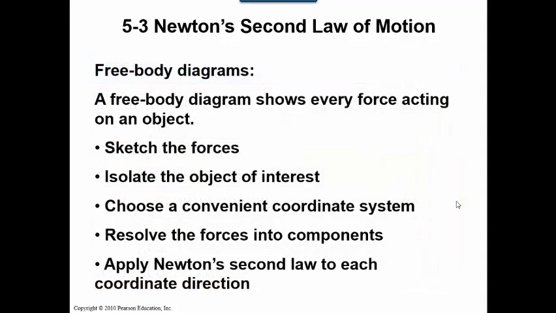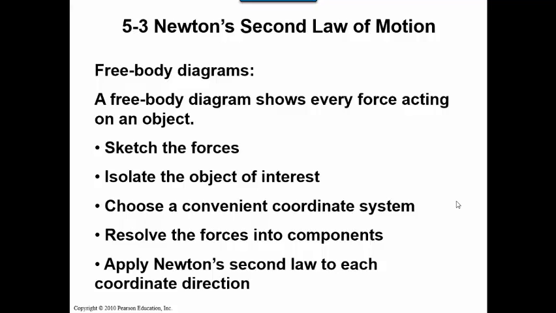So when we start looking at forces acting on objects, it's important for us to sketch all the forces that are causing or interfering with the motion of that object. And this is called a free body diagram. And what we do is we actually take that object of interest and we isolate it, and we decide which way is positive or negative.